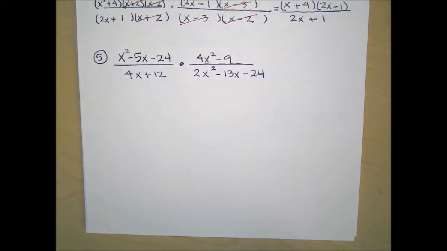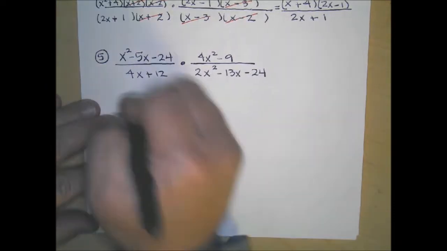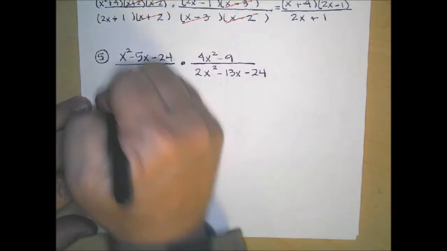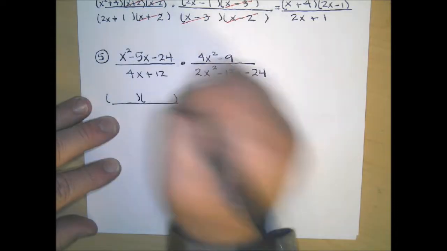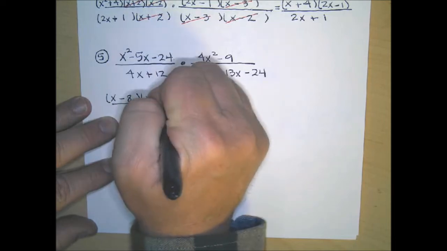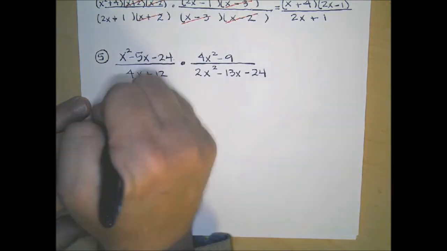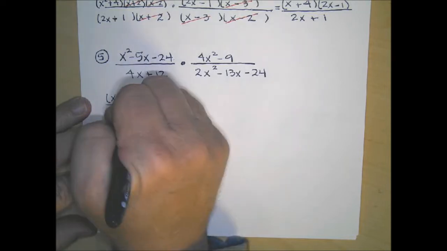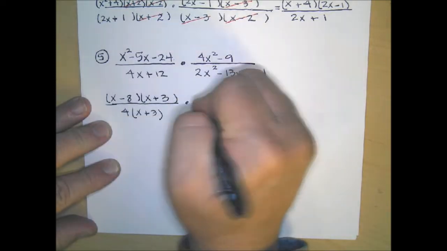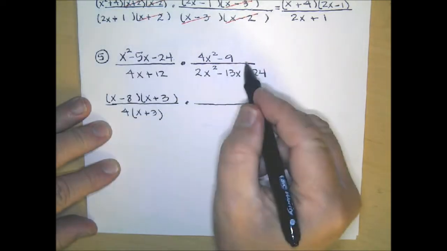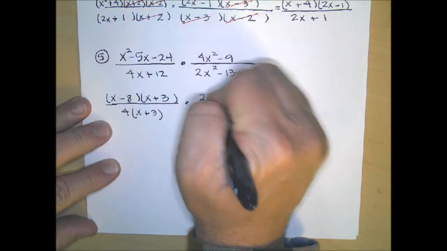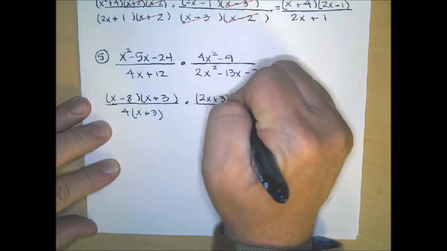Now at this point, it's just a matter of factor and cancel again. Just take it one part at a time. The numerator of the first fraction can be factored to x minus 8, x plus 3. The denominator is going to be factored with a GCF of 4, leaving x plus 3. Moving on to the second fraction, the numerator is a difference of perfect squares, 2x plus 3 times 2x minus 3.